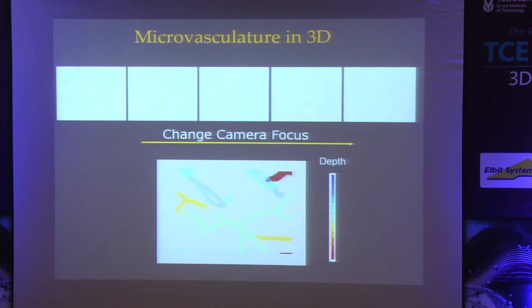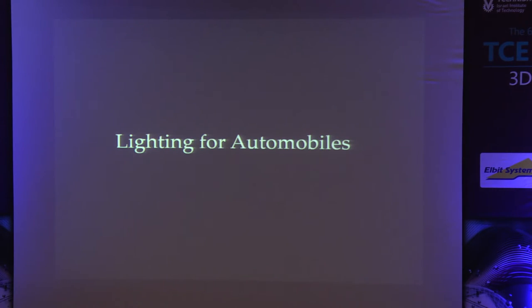Okay, so that was about subsurface scattering. This is just one example. In the last part, I want to talk about a big project that's happening in my lab. These days, everybody wants to do things on a car. And can you do computational illumination and imaging on a car?